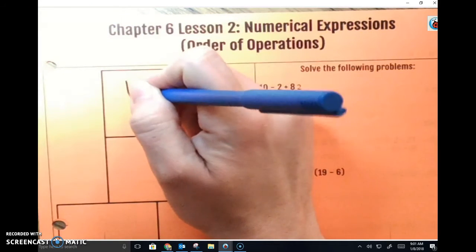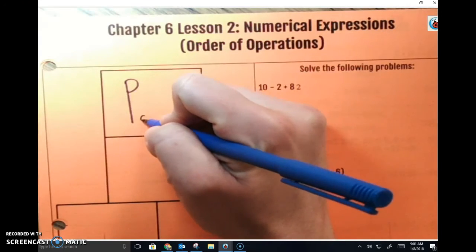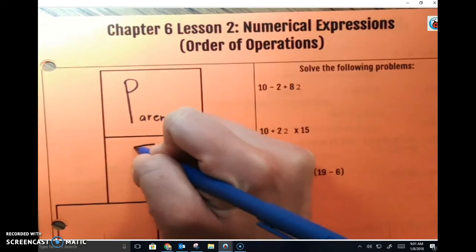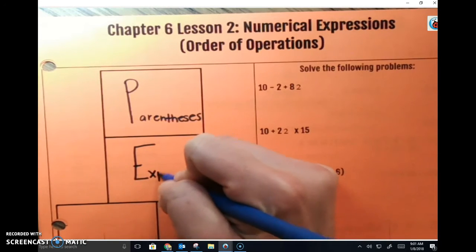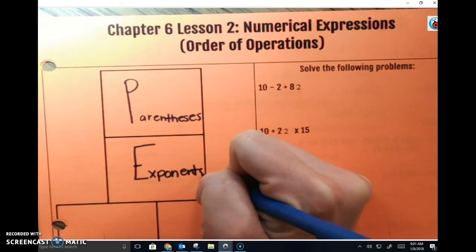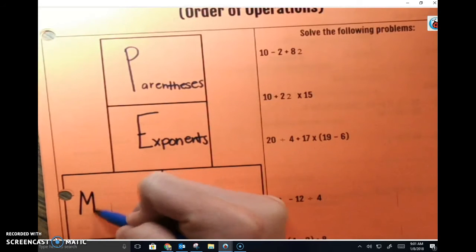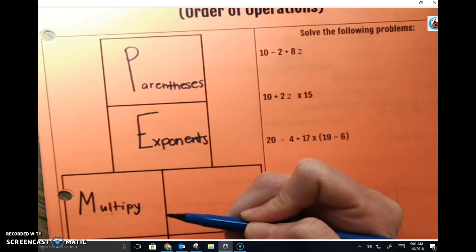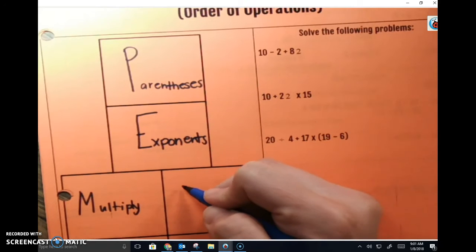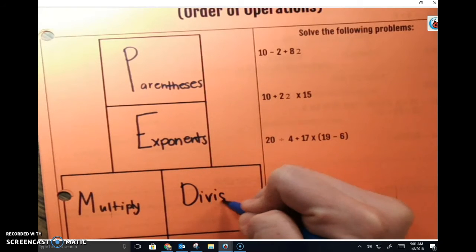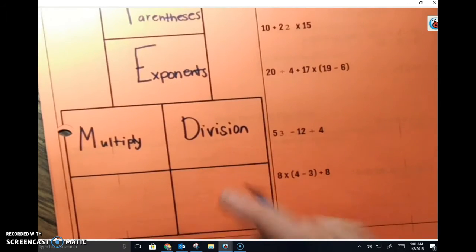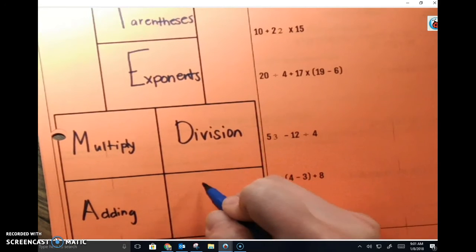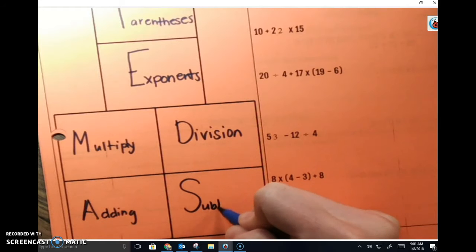PEMDAS. P stands for parentheses. E stands for exponents. M is multiply. Oops, forgot the D. D is division. And then A is adding. And S is subtracting.